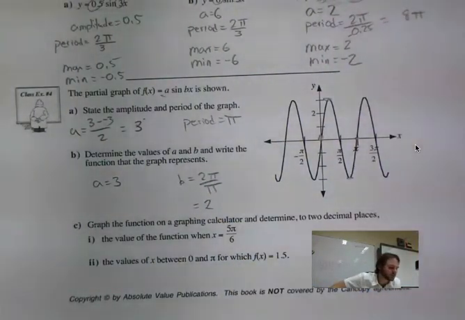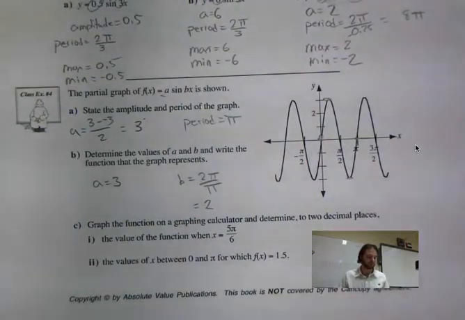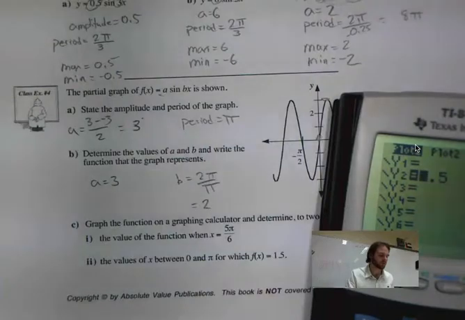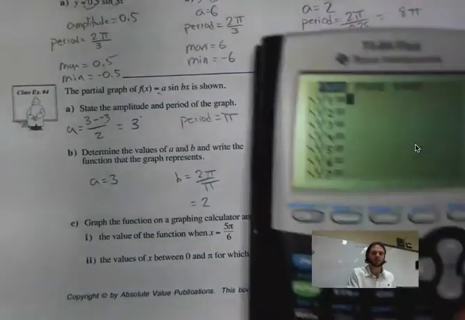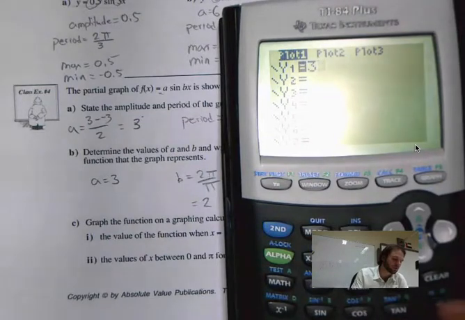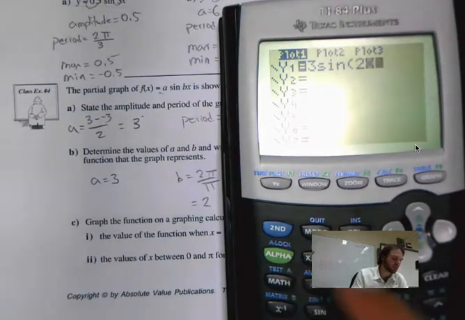Okay? So it says graph the function on a graphing calculator and estimate to 2 decimals the value of the function when it is equal to that there. So what does my function look like? So we know A is 3. So we have 3 sine, and my B is 2, so sine 2x in brackets.